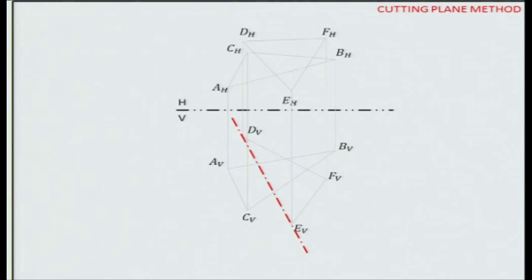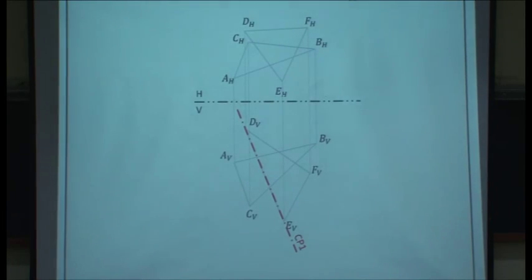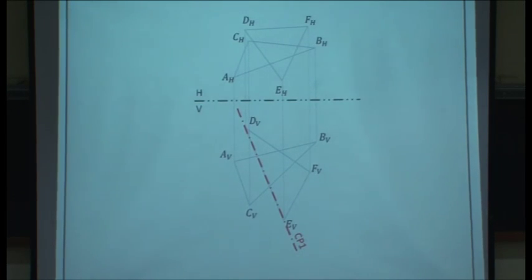Now, for example, if I treat DEF as a set of three different lines, let me pass an imaginary cutting plane through the edge DE and let me call it CP1. Now, this edge DE is going to be intersecting with ABC at this point and this point. So, between an imaginary cutting plane and the plane ABC, what do you expect? Do you expect a line of intersection or a point of intersection?